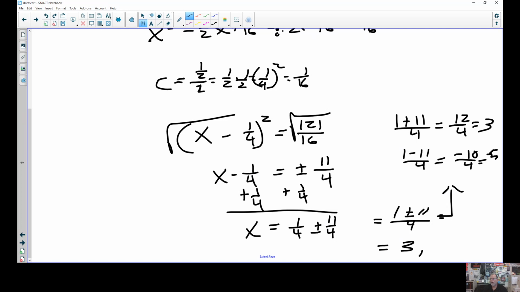Negative 5. All right. So the other answer down here would be negative 5 over 2. Okay, so we get 3 and negative 5 halves again by completing the square.